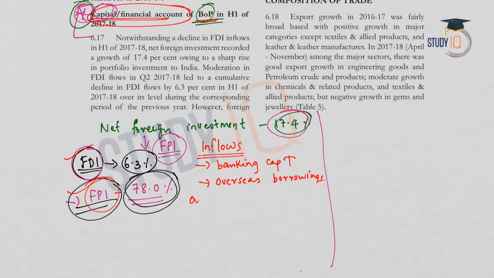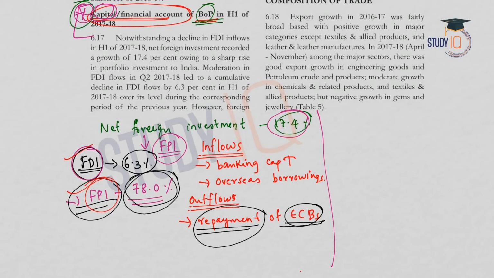Now, if we look at the outflows, we will see that majority of the outflows was due to repayment of external commercial borrowings. What is external commercial borrowings? External commercial borrowings is when Indian companies or firms borrow from foreign companies or foreign creditors. So, repayment of the external commercial borrowings had led to an outflow of the foreign capital from the economy. So, this is the situation according to the economic survey.